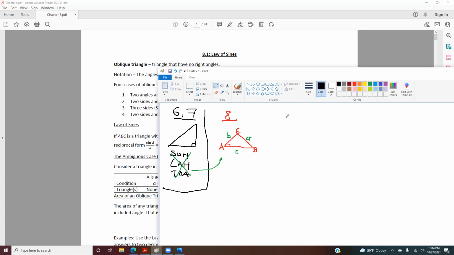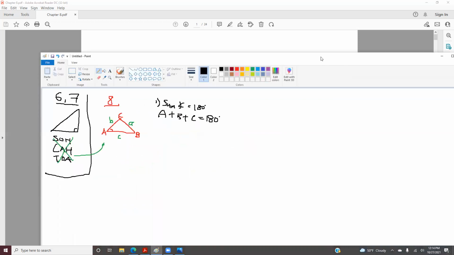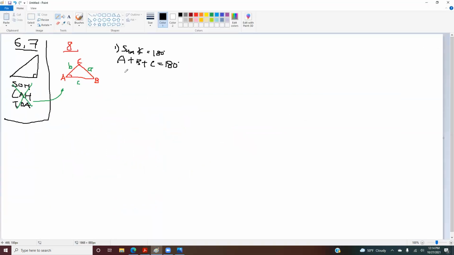Another thing you need to know, very basic facts that you know from geometry class in high school. The first one is the sum of all the angles inside the triangle is 180 degrees. In other words, if you take angle A plus angle B plus angle C, you should get 180 degrees. Okay, so this is one of the things you need to know.